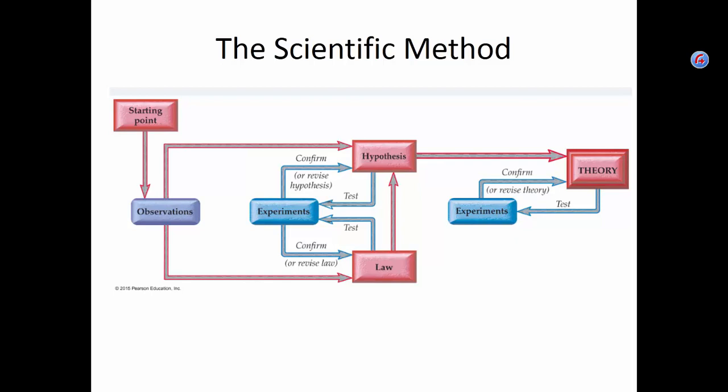Sometimes people think that theories graduate into becoming laws, and that's not really how it works. Theories and laws are answering different questions. A law is telling us what happened. A theory is telling us why it happened. So just be aware of when we talk about the scientific method, these are what the terms mean.